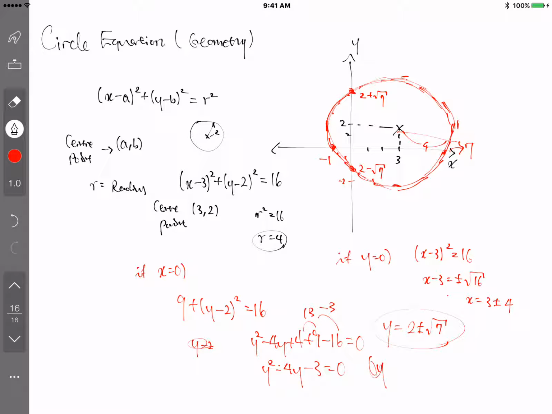And this is how you graph the circle equation accurately. If you're actually drawing on paper, it will look way better than this. I promise that. And this is basically what the circle equation looks like.